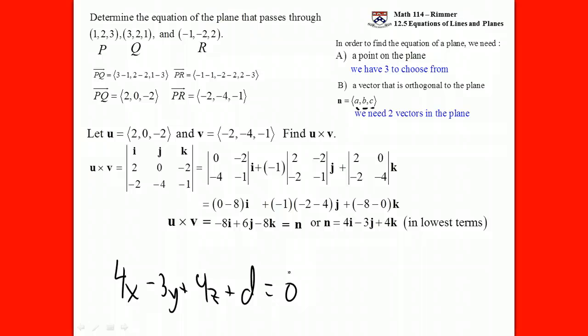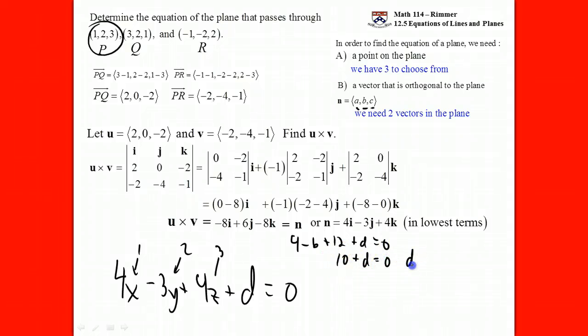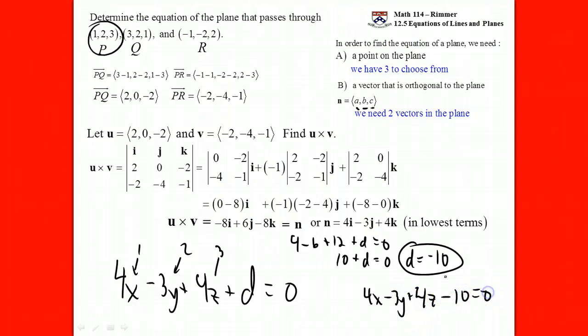So I go and get it. I take x equals 1 and y equals 2 and z equals 3. One of these three points, I take P, I plug it in, and I can get what D is. That's it. 4 take away 6 plus 12. Not bad at all. So that's 10. Plus the D is 0, so D is negative 10. Great, so I'm done. I know the answer to the question. It's 4x minus 3y plus 4z minus 10 equals 0.